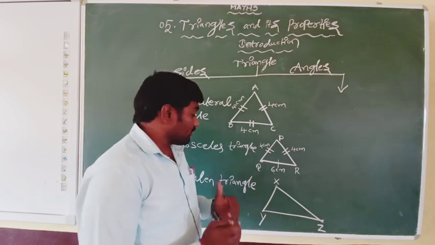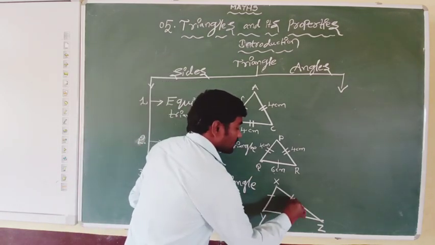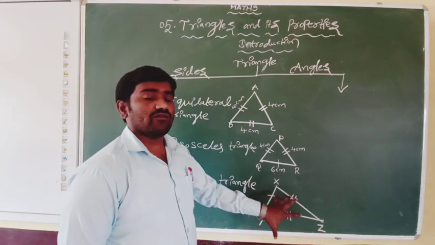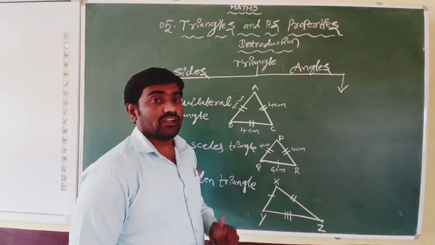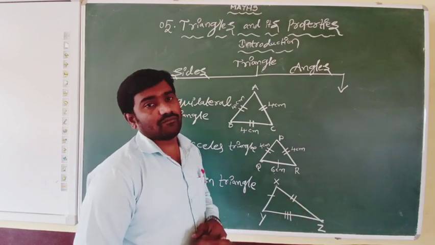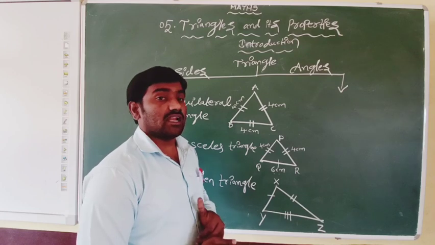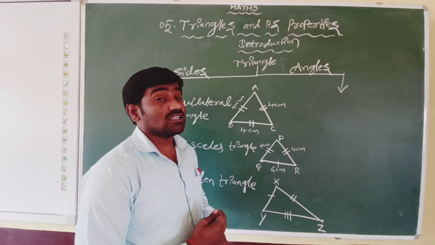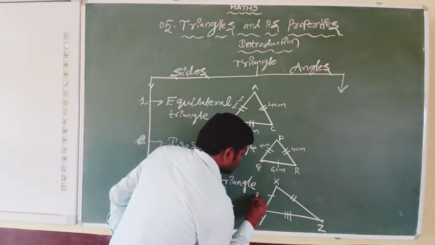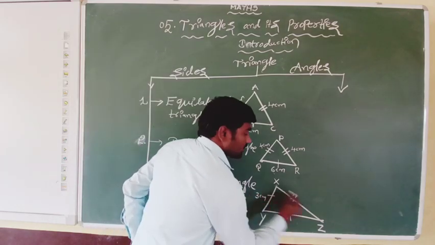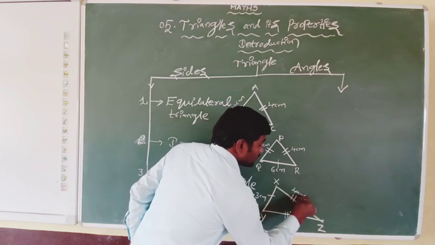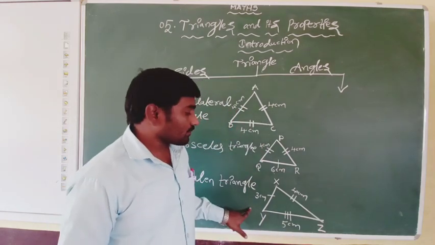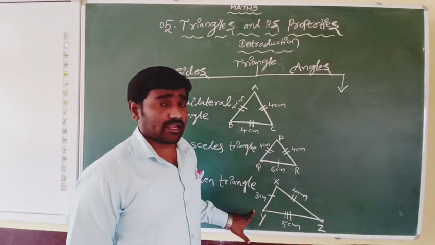If no two sides are equal in length, that is, if all sides are different, then it is called a scalene triangle. Suppose I have given here XY equal to 3 centimeter, XZ equal to 4 centimeter and YZ equal to 5 centimeter. See that, compare any two sides of this triangle.